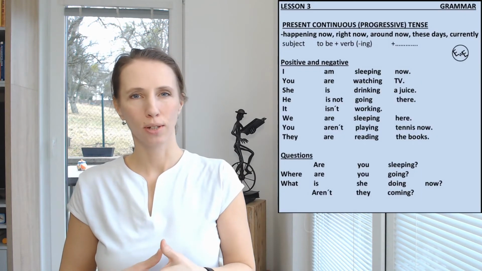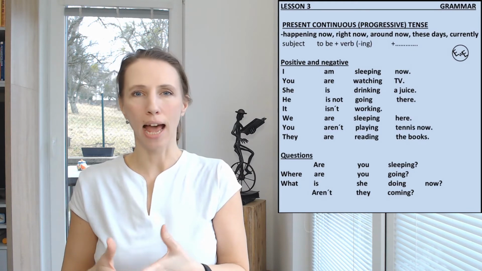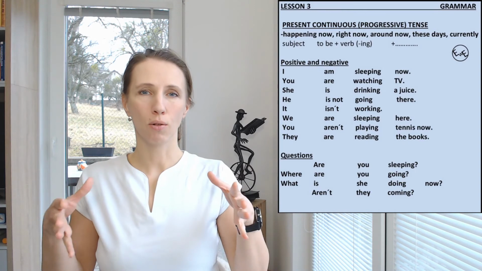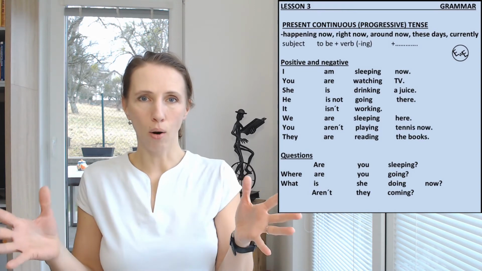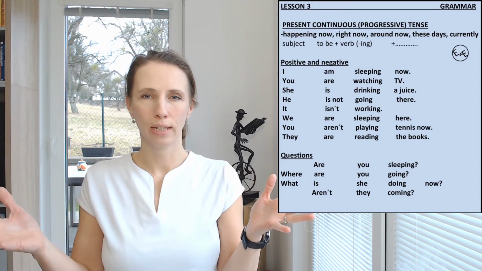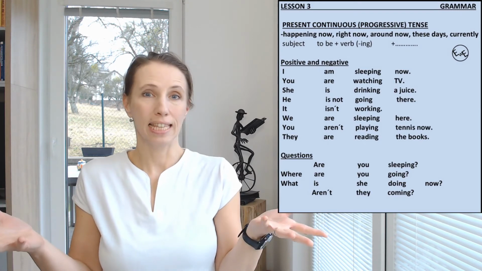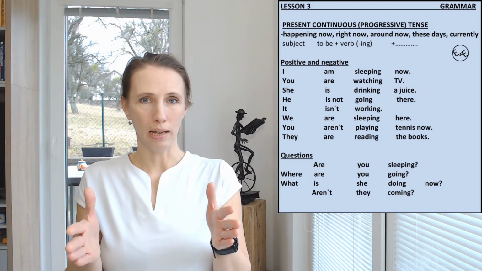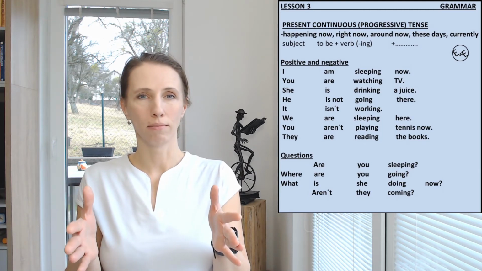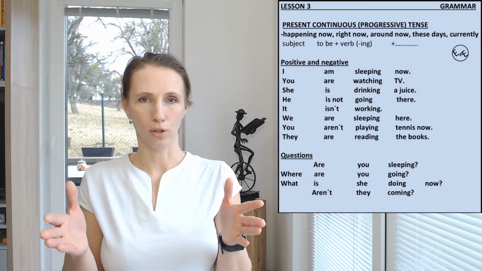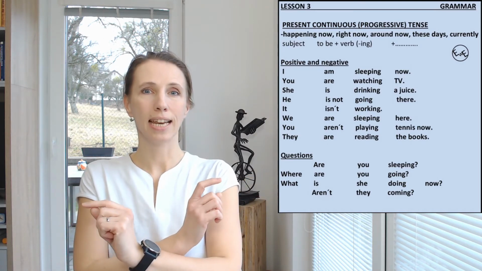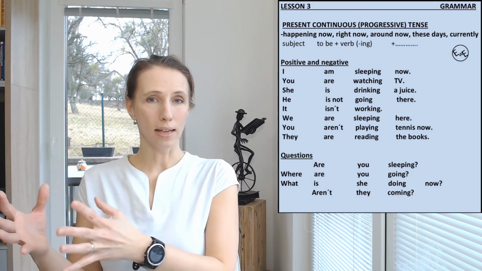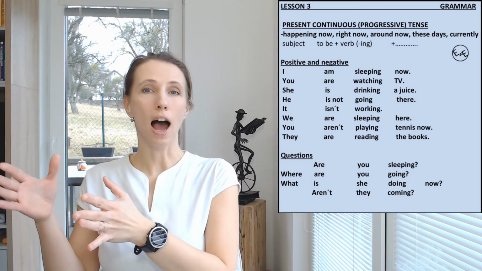Present continuous or progressive tense. This tense describes what is happening right now, around now, currently, or these days. You use the verb to be. You know it from lesson 1. I am, question: am I? Negative: I am not. Plus the verb with ing ending.